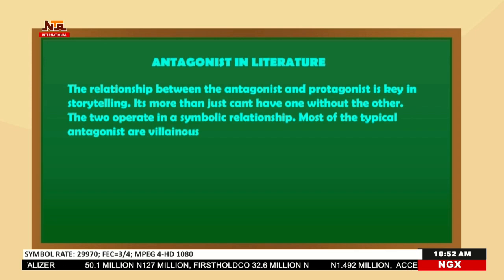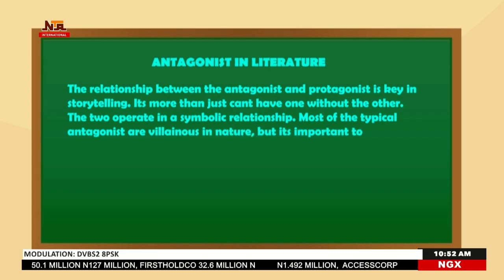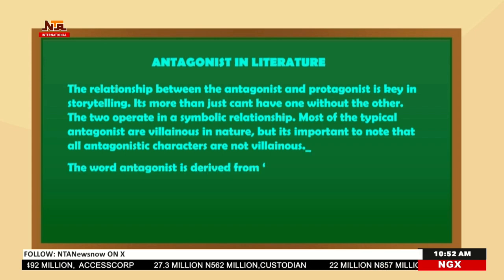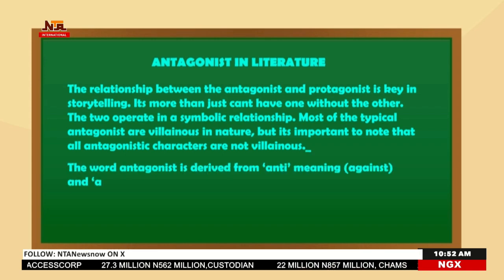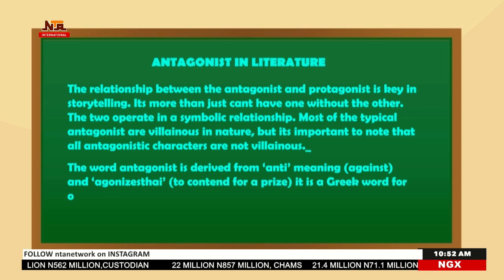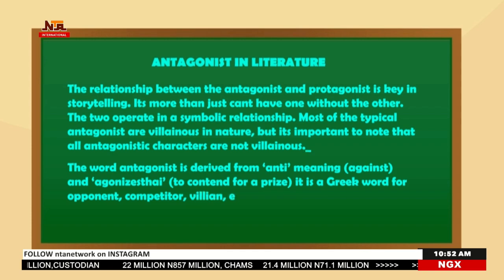Most of the typical antagonists are villainous in nature, but it's important to note that not all antagonist characters are villainous. The word antagonist is derived from anti, meaning against, and agonizetai, to contend for a prize. It is a Greek word for opponent, competitor, villain, enemy, and rival.